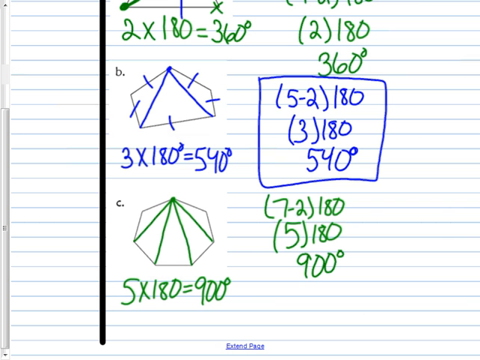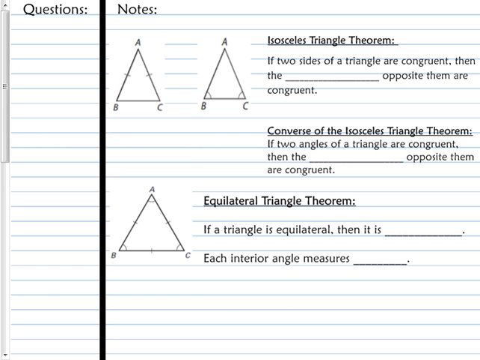Okay, you should have drawn 4 diagonals, which results in 5 triangles. There were 7 sides, so 7 minus 2 is 5. 5 times 180 is 900 degrees. So the sum of the interior angle measures is 900 degrees. Let's move on. Second page, Isosceles triangle theorem.